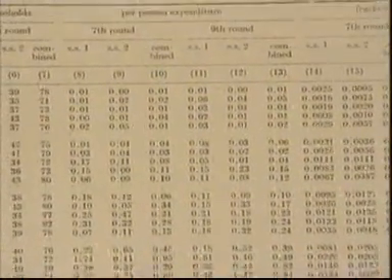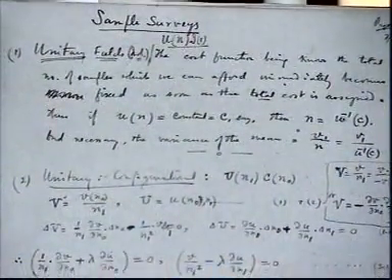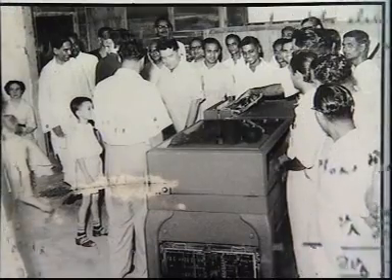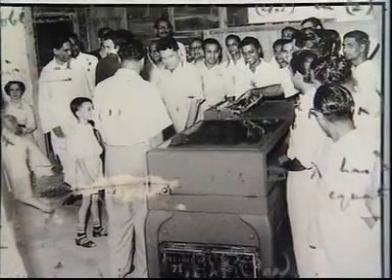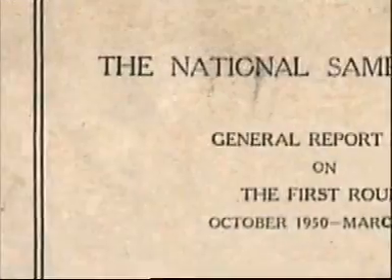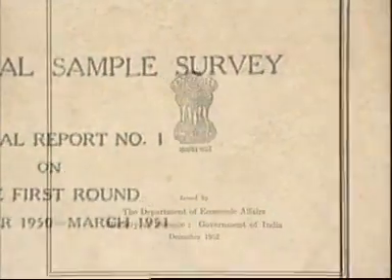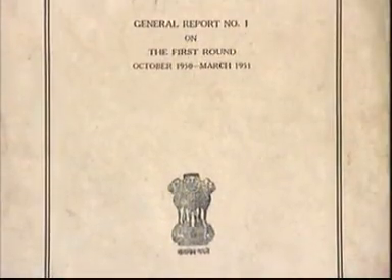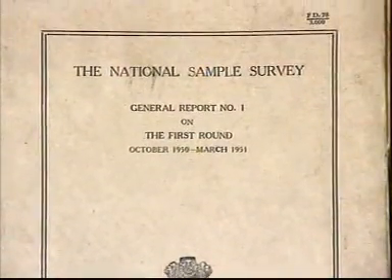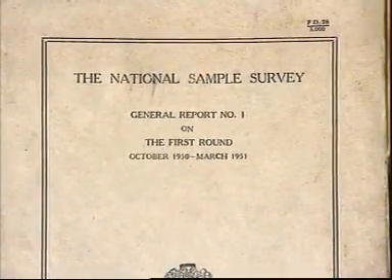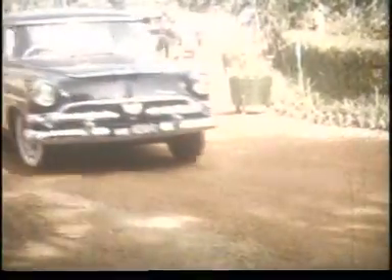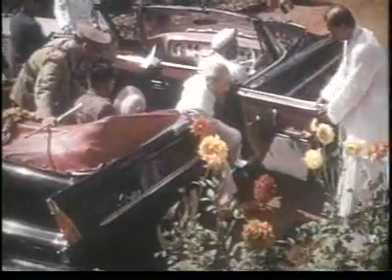Mahalanobis had originally conceived sample surveys as an integral component of ISI activity so that ISI could provide the necessary technical support. ISI carried out the first round of survey between October 1950 and March 1951 under Mahalanobis's supervision, and Mahalanobis wrote the detailed report himself. The first nationwide survey was hailed as a major development across the world.